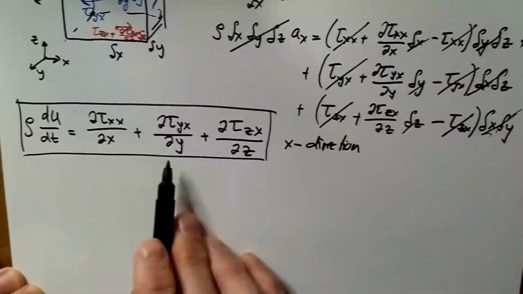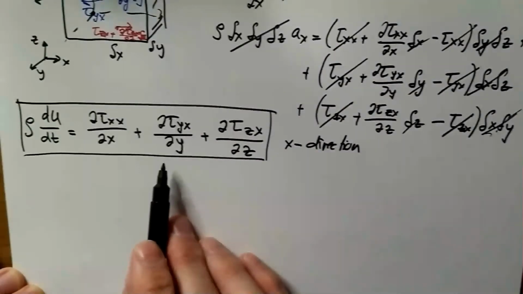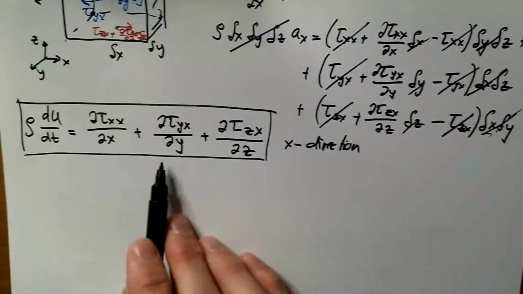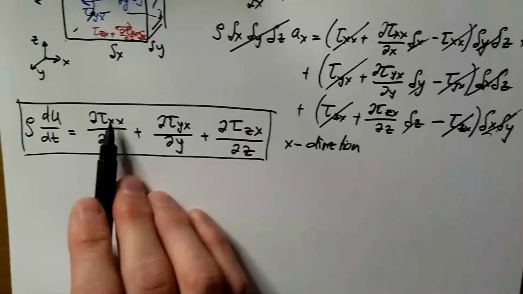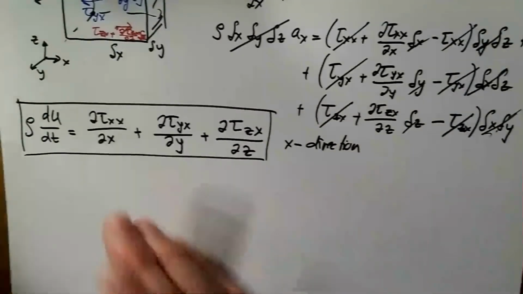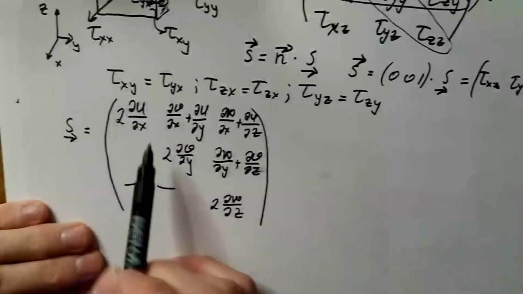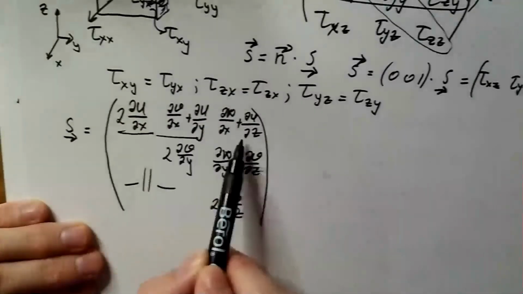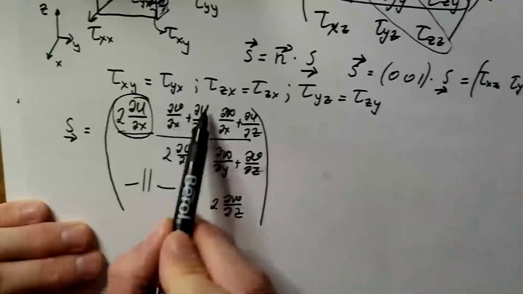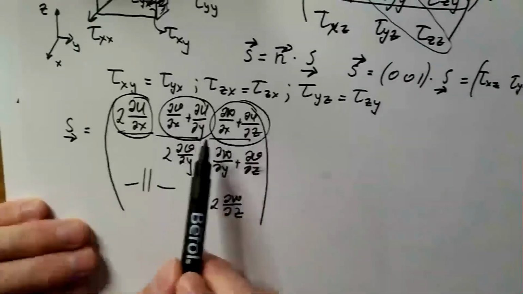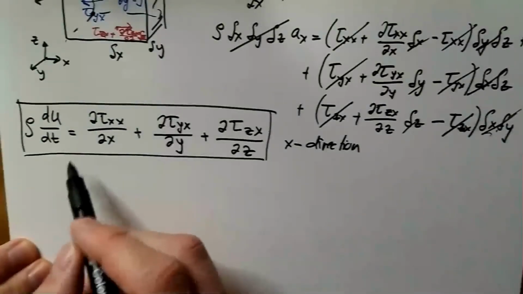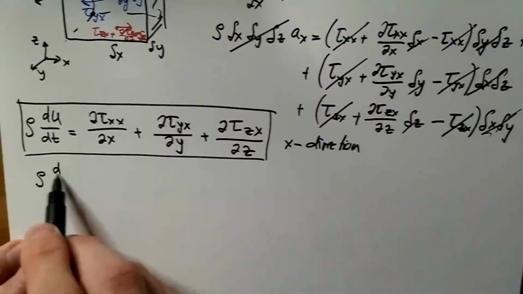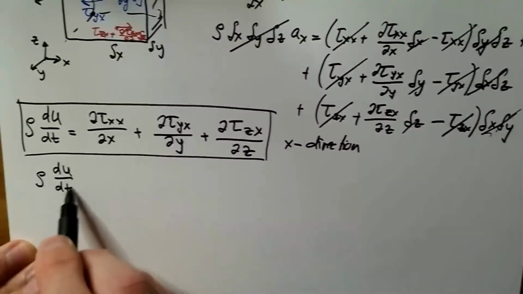Clearly, I can do the same reasoning in the other two directions, namely y and z. Now, to finish this whole thing, we need to go back to our stress tensor and express all of these. So substitute these instead of these taus. So what I will get if I do that is rho du dt is equal.